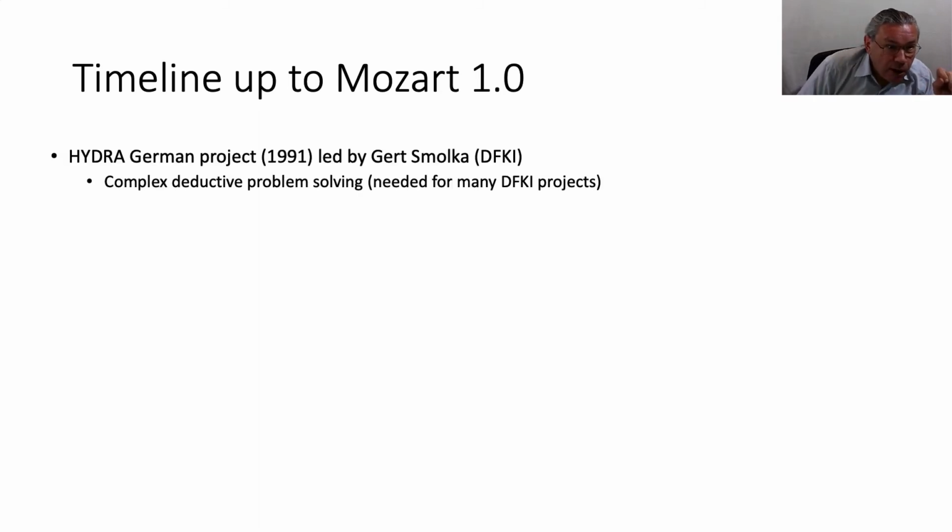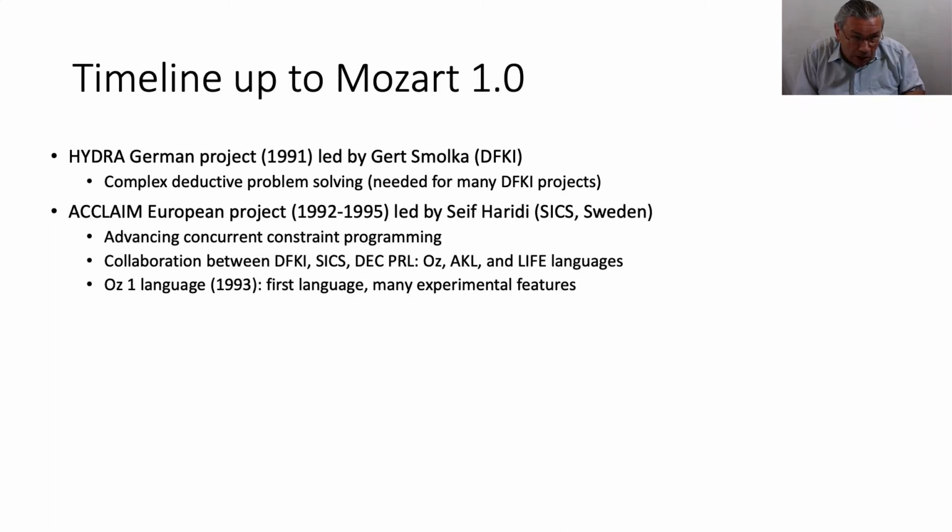So it started in the Hydra project in Germany, led by Gerd Smolka in the DFKI, which was a German research center for AI. And the idea was to do complex deductive problem solving. Then there was a European project called Acclaim from 1992 to 1995, which was led by Seif Haridi from the Swedish Institute of Computer Science in Sweden. And the goal was advancing concurrent constraint. So everything was built around concurrent constraint. And there were many partners, but in particular, there was the DFKI, there was SICS, and there was Digital Paris Research Lab. And there were 3 languages that were kind of living in the same space: Oz, AKL, and Life by Hassan Aït-Kaci.